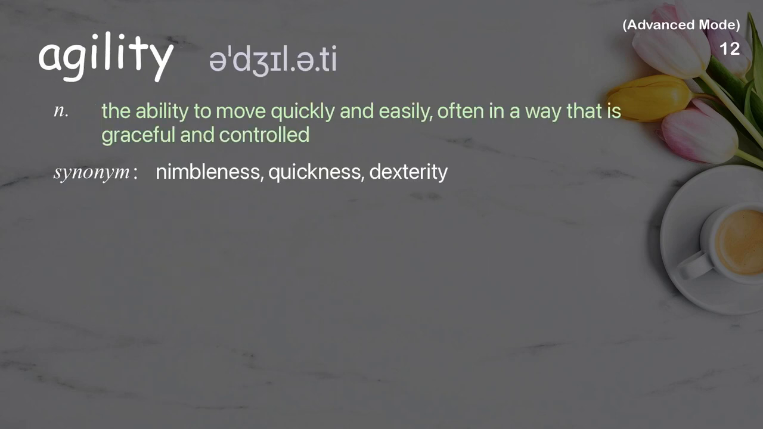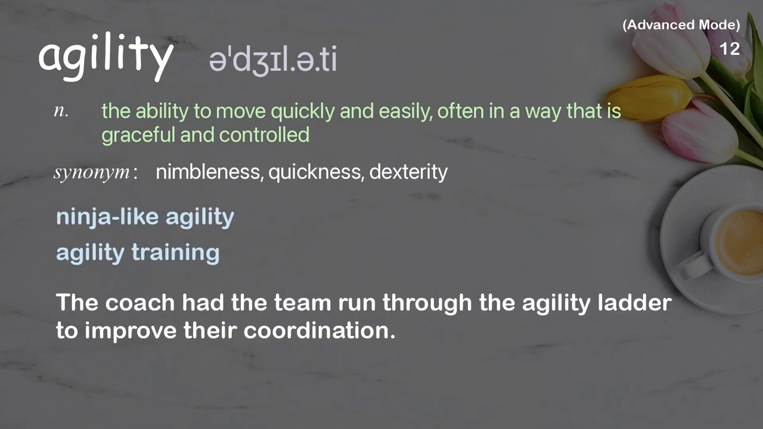Agility. The ability to move quickly and easily, often in a way that is graceful and controlled. Examples. Ninja-like agility. Agility training. The coach had the team run through the agility ladder to improve their coordination.